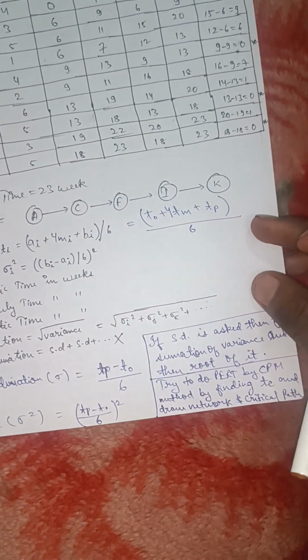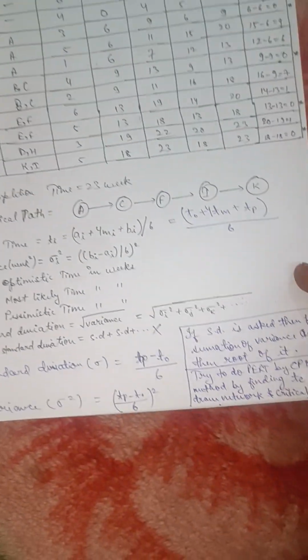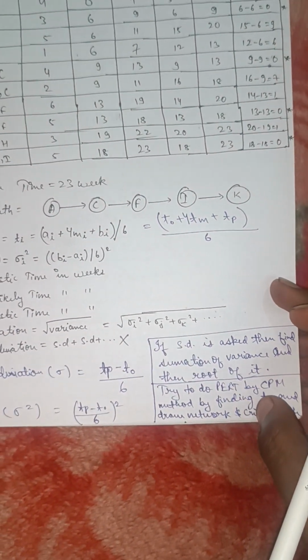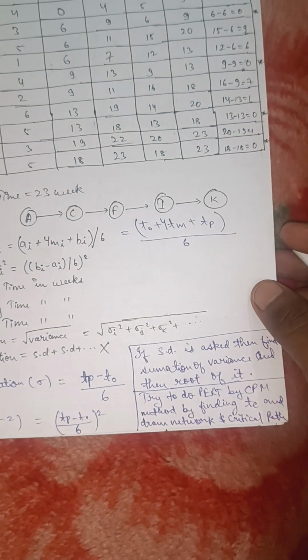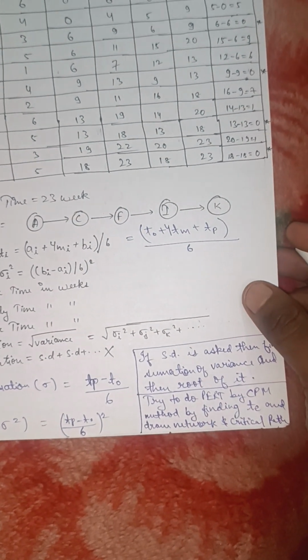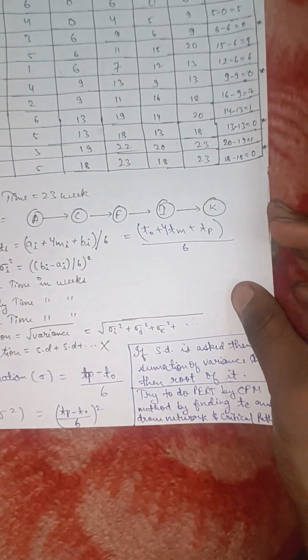And see, like we have got Te here. After finding Te, what we can do is create a critical path network in the PERT question and solve that.